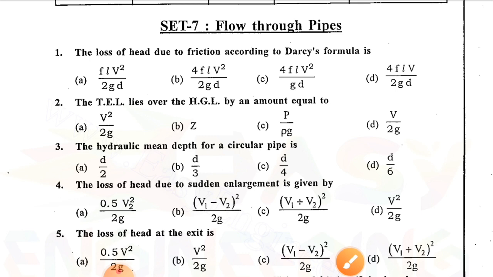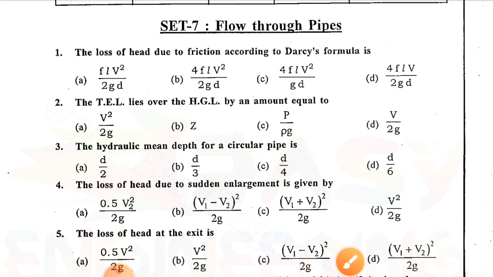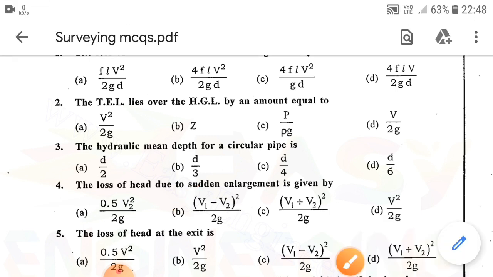Question number 3, the hydraulic mean depth for a circular pipe is. Option C is correct, D by 4. Question number 4, the loss of head due to sudden enlargement is given by. Option B is correct, (V1 minus V2) whole square by 2G. Question number 5, the loss of head at the exit is. Option B is correct, V square by 2G.